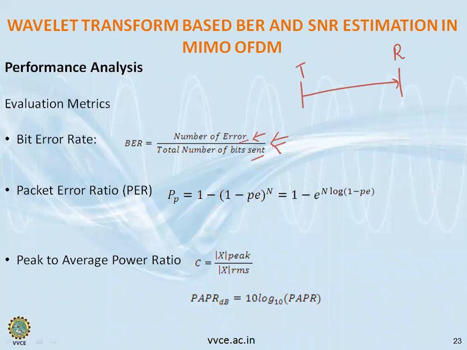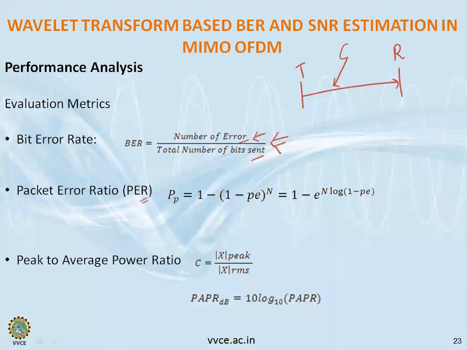That means during the transmission, some of the signals may get distorted. They represent the error bits. The ratio of the two represents the bit error rate. Next is the packet error rate. That means we are transmitting the symbols in n number of packets. Within that, how many packets get distorted, out of the total number of packets.